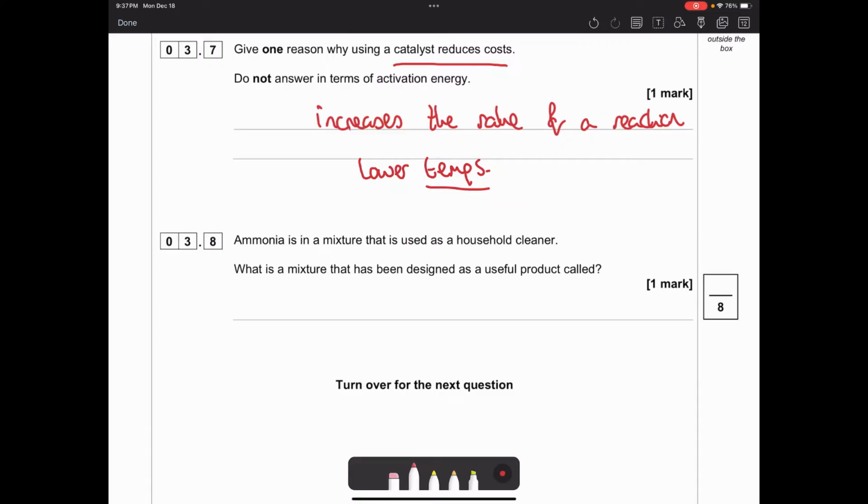What is a mixture that has been designed as a useful product called? So you've got a mixture that's been designed as a useful product. Now this is just one word that you need to be aware of, and it's called a formulation. So it's like paint. Paint is a useful mixture of different things mixed together, and the fancy word for it is just a formulation. It's literally one line on the specification that you've just got to be aware of.